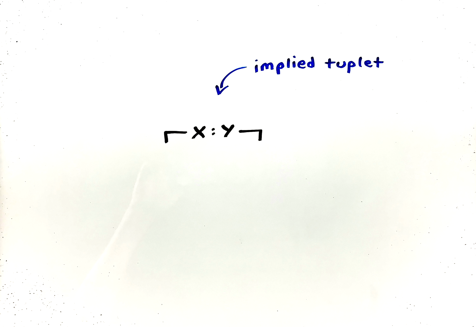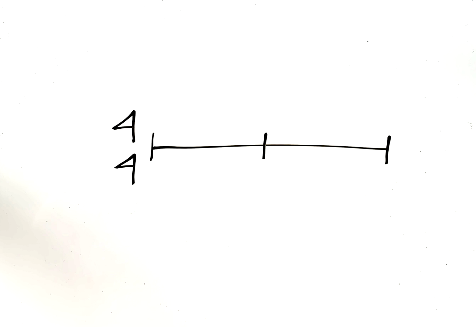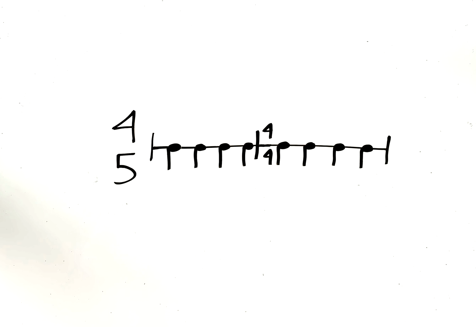Now, what is the value of this implied tuplet? Well, the left-hand number of the tuplet is the denominator of the time signature, and the right-hand number is the first power of 2 down from the left-hand number. Therefore, the implied tuplet can also be an abbreviated tuplet. For example, if I'm in 4/4 meter for 2 measures, I can fill up each measure with 4 quarter notes. If, for the first measure only, I change the time signature's denominator from 4 to 5, then a 5 tuplet is implied over all the notes in that measure.